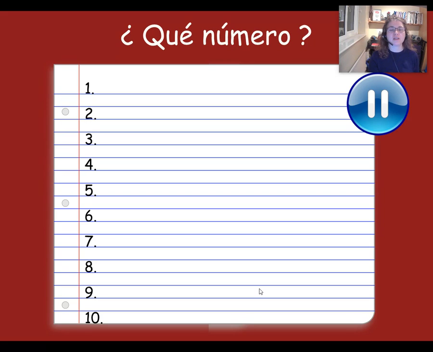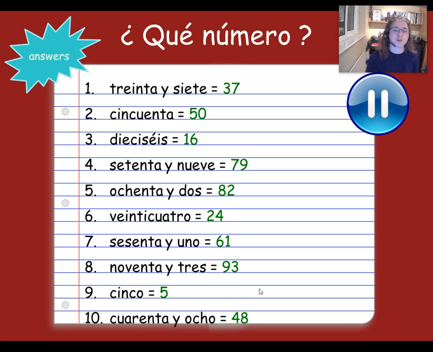Right, are you ready to see the answers? Here we are. So in green are all the answers. Just press pause while you mark your work. So how did you get on? Did you get some of those right? Fantastic listening. Well done.